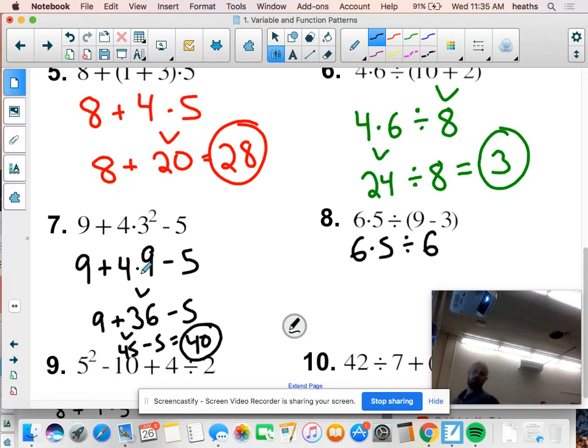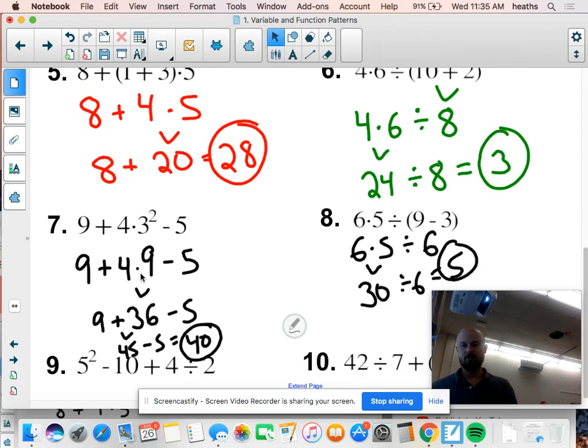And we're left with multiplication and division. So that's our next step, is doing multiplication and division. We can just go left to right and figure out the rest of the problem. So 6 times 5 is 30. Divided by 6 is going to give us 5. All right, 2 more problems.